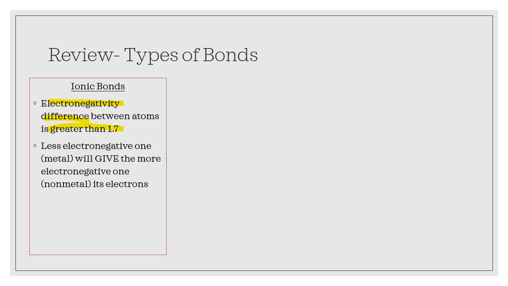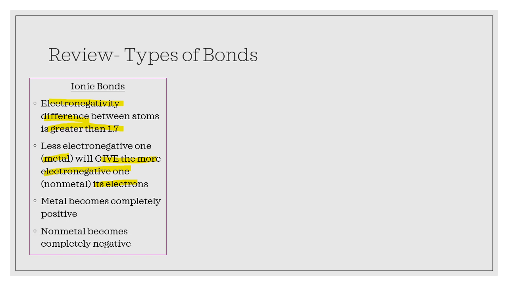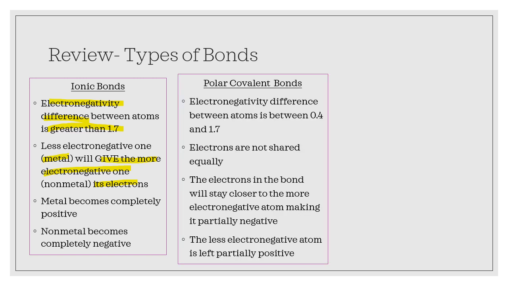The less electronegative atom, which is your metal, actually gives the more electronegative atom, which is your nonmetal, its electrons. Our metal becomes completely or fully positive. The nonmetal becomes completely or fully negative. There are full charges on an ionic bond.